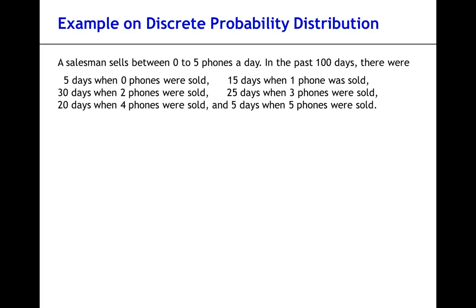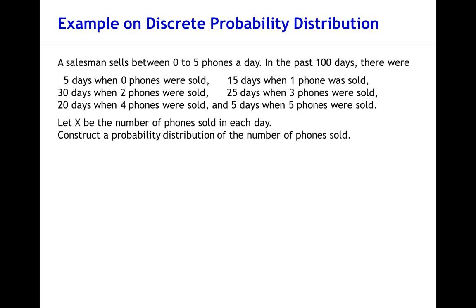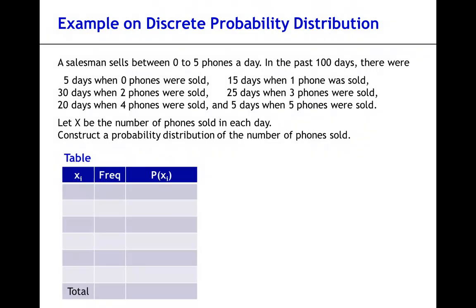In this example, we are told that a salesman sold between 0 to 5 phones a day, and some past info are given. If x is the number of phones sold in each day, then translating into a frequency distribution table, we get the number of days that 0 phones were sold is 5. The number of days that 1 phone was sold is 15, and so on and so forth. The total number of days should add up to 100.